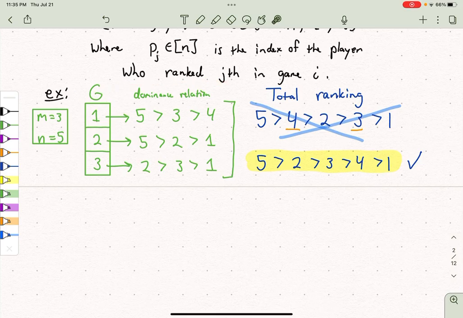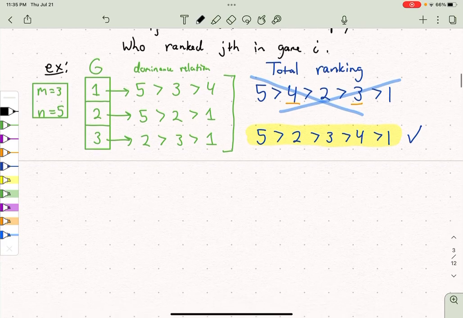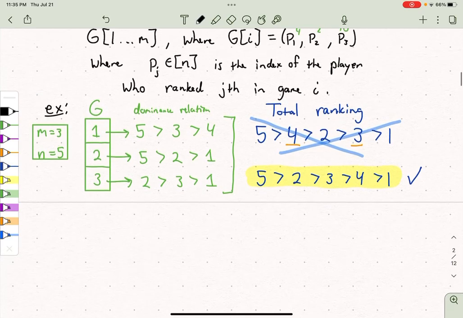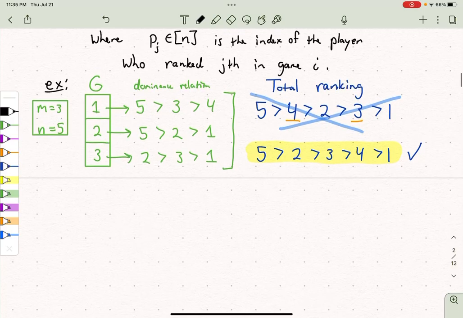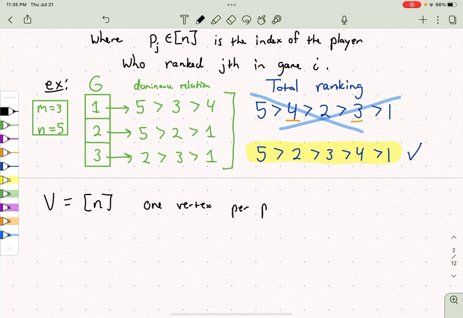Okay, so how are we going to do this? We're going to use a graph reduction. So what's our graph here? Well, naturally, the vertices are going to correspond to games. So we'll have the vertices be M. Actually, we'll have the vertices be N, the players. So one vertex per player. Because it's the relationship between the players we care about, not the games.